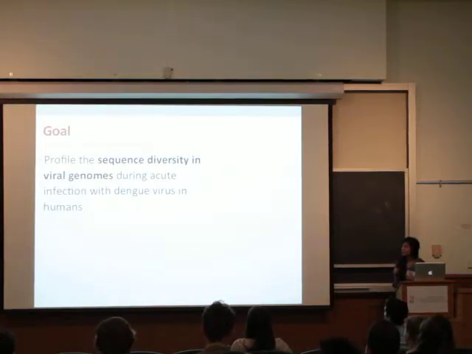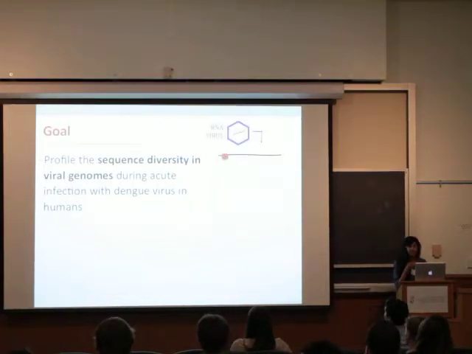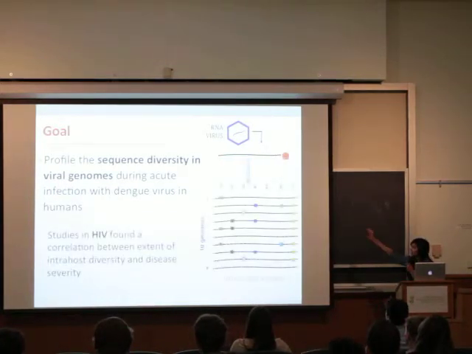So the primary goal of my project is to profile the sequence diversity in viral genomes during acute infections with dengue virus in humans. So how do these mutations accumulate, and how does this diversity that I'm going to talk about accumulate in the host?